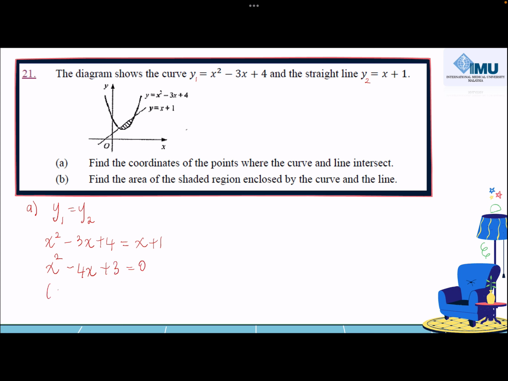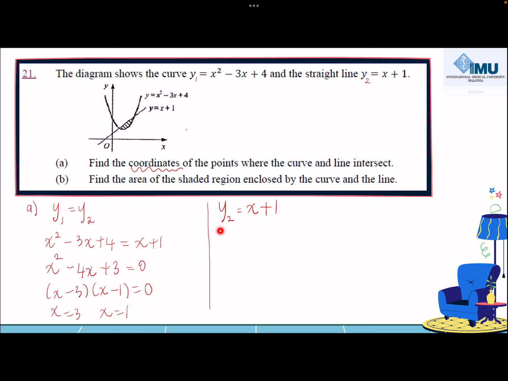Solve accordingly, you will get two values of x, which are x equals 3 and x equals 1. Please do not stop here. They ask you for the coordinate. Hence, find the value of y. You can use either of these y equations, quadratic or linear. I'm going to use the linear because it's much easier to substitute.